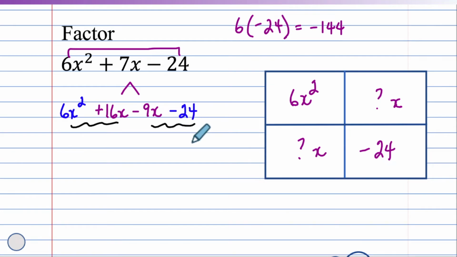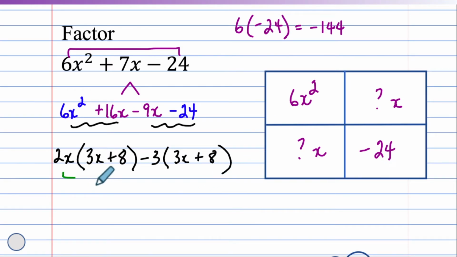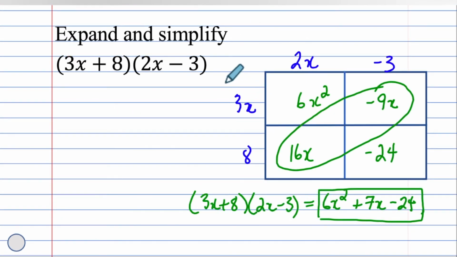We can group the terms, factor by grouping. We know we have a common 2x, and we're left with 3x plus 8. And now we have a common negative 3, and 3x plus 8. We've made two terms. We'll take out the common 3x plus 8, and we're left with 2x minus 3. Is that what we got? And that was the same, 3x plus 8, 2x minus 3.